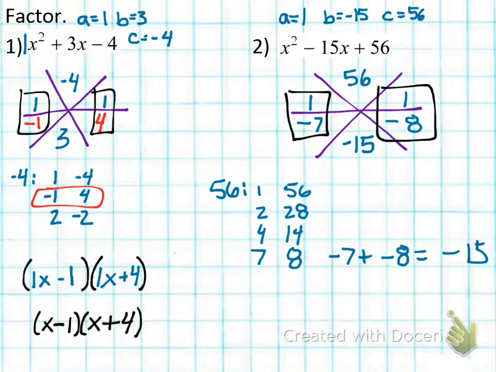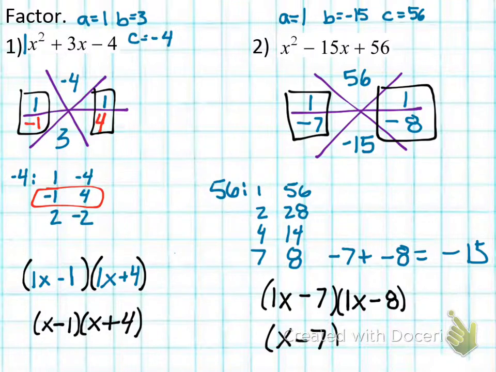I can't simplify, so I'm going to write my factored expression. I get 1x minus 7 from the first fraction, and 1x minus 8 from the second. Okay, and again, the ones here are kind of repetitive, so I'll just change this to x minus 7 times x minus 8. That's it for 1 and 2, so pause here and copy this down if you need to add it to your notes.